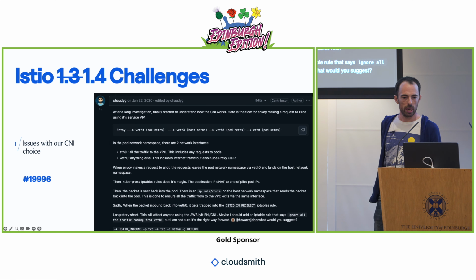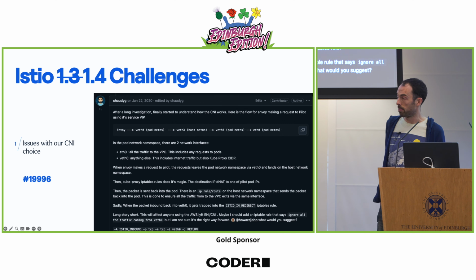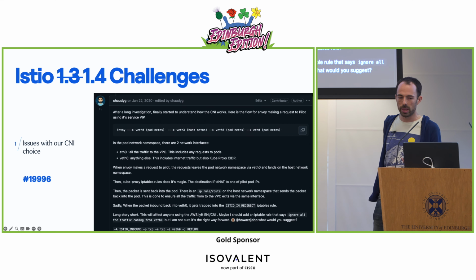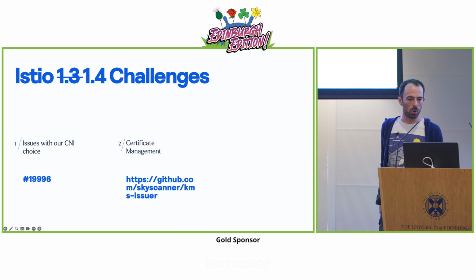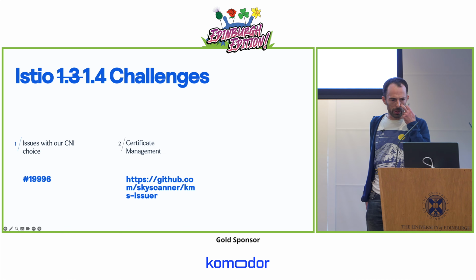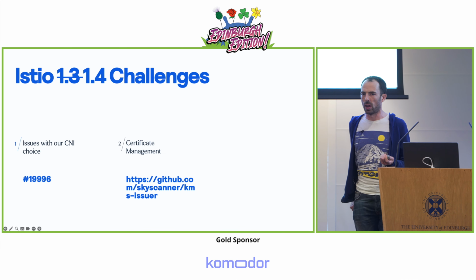So Istio 1.4, we discovered, did not play nice at all with our CNI choice. We needed to run our own custom patch to make it work. You can go and look up all of the detail and the IP tables that made this a problem. We also had to start doing our own certificate management, because that's fun.